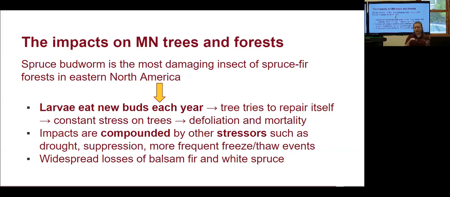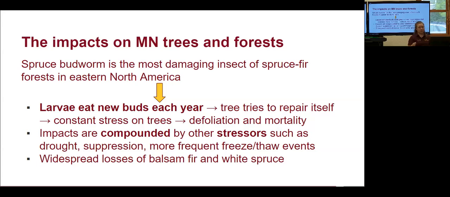And trees have a priority list of what they put their energy towards. And so that could be growing straight up, putting on diameter growth, growing out their roots, or fighting off diseases and insects. And so when they are already being attacked by something like spruce budworm, they're putting all of their energy towards fighting off that insect and putting on new growth, because again, if they aren't growing, they're not thriving. And so they are constantly stressed from the spruce budworm.